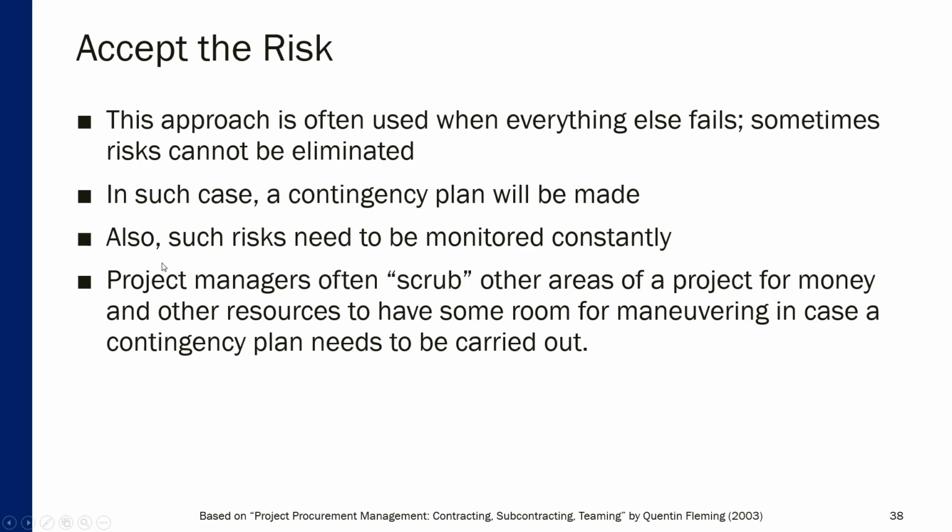Obviously, such risks that cannot be avoided or mitigated have to be monitored constantly. Project managers often scrub other areas of a project for money and other resources to have some room for maneuvering in case a contingency plan needs to be carried out. So there needs to be some room for maneuver in terms of scope, time, and cost in case an unavoidable risk happens, and then resources from other areas have to be scrubbed in order to address the situation.